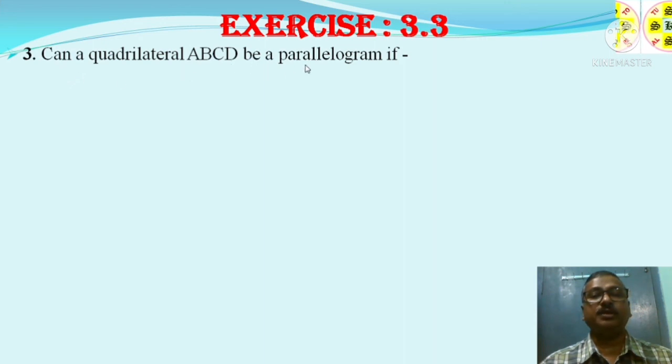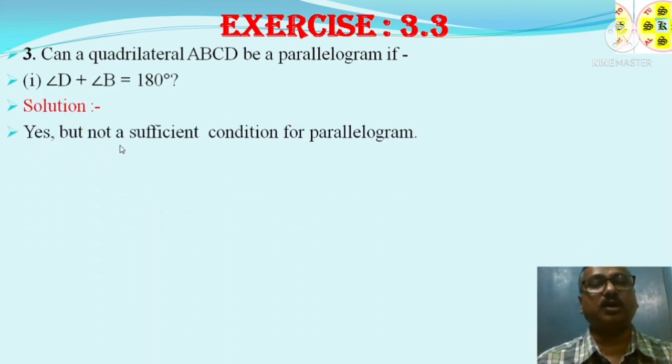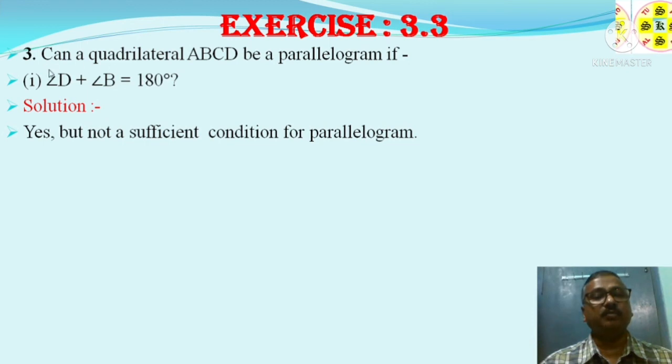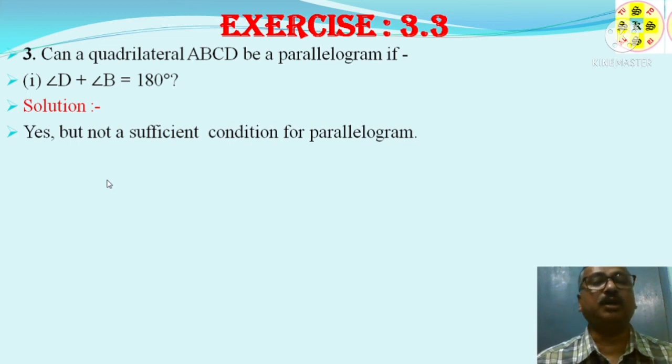Can a quadrilateral ABCD be a parallelogram if angle D plus B equal to 180 degree? Here you can write yes, but not sufficient. If this is given, angle B and D are supplementary, that is, adjacent angles are supplementary. This may be a parallelogram but not sufficient. If only this is given and the other conditions are not there, we cannot consider this a parallelogram. In a parallelogram, angle A plus B equal to 180 degree, but some other conditions are also required.